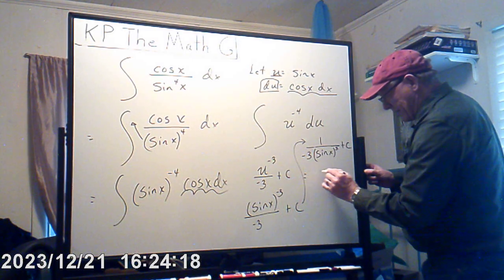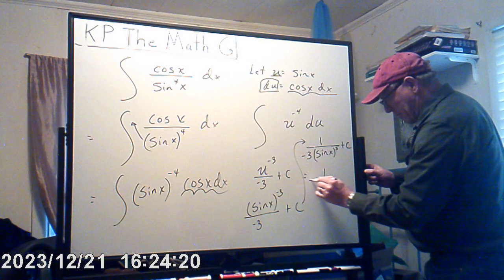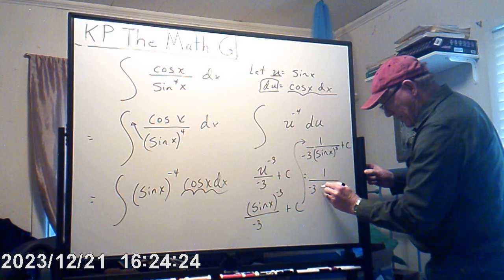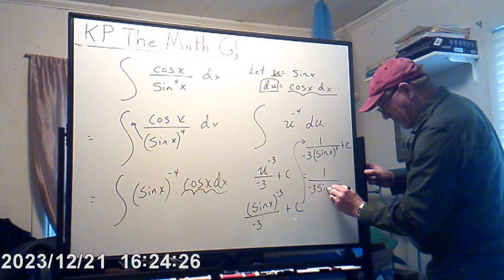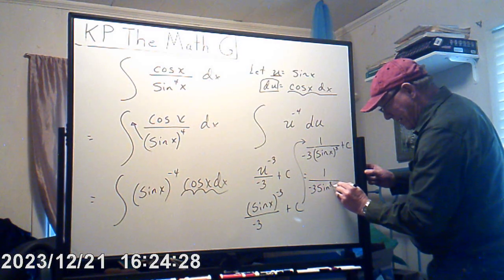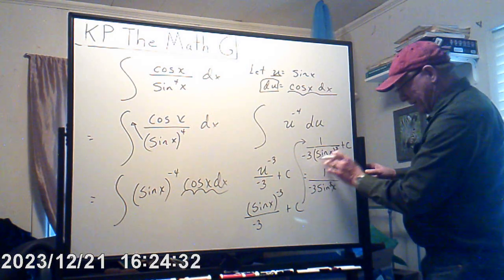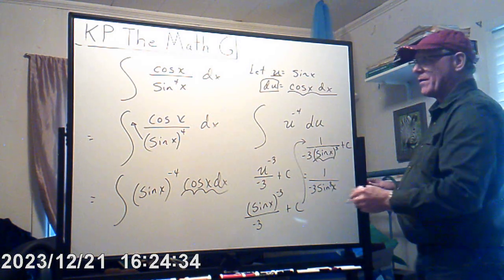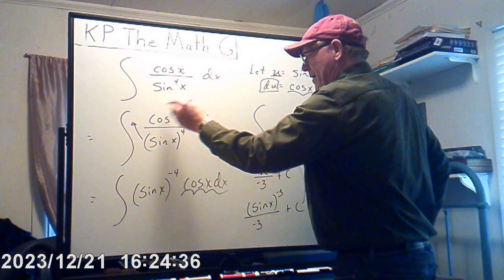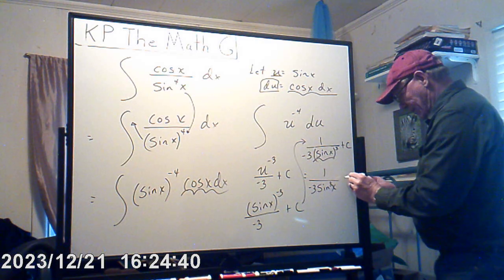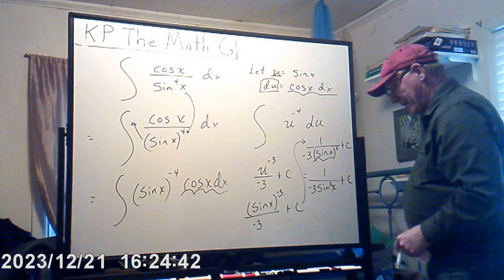Then on the next, now 1 over negative 3 sine, and here's the way you write it in calculus: put that little 3 up between them. That's the same thing as what we had right here. I just rewrote it. Now plus c, and that's it right there.